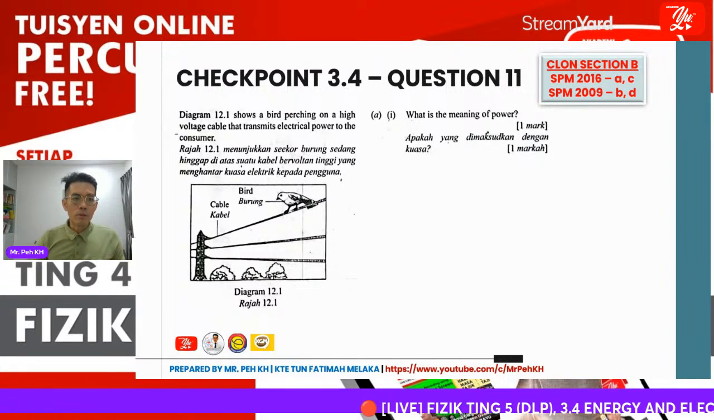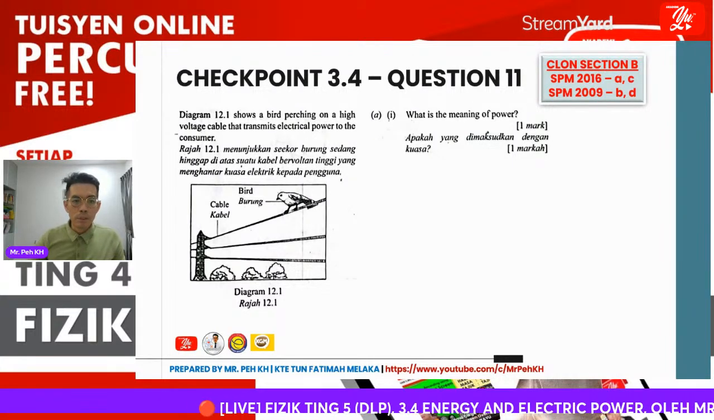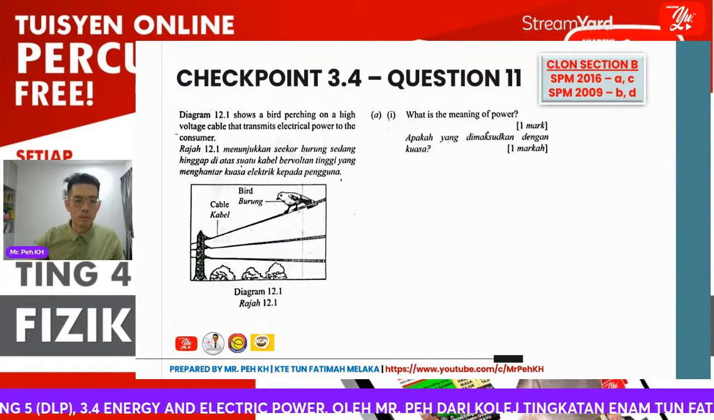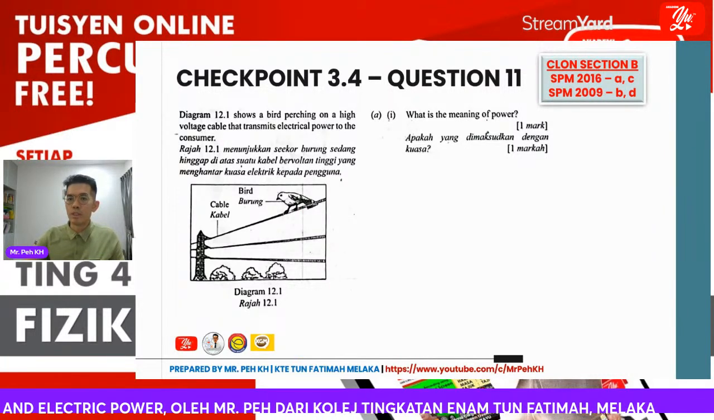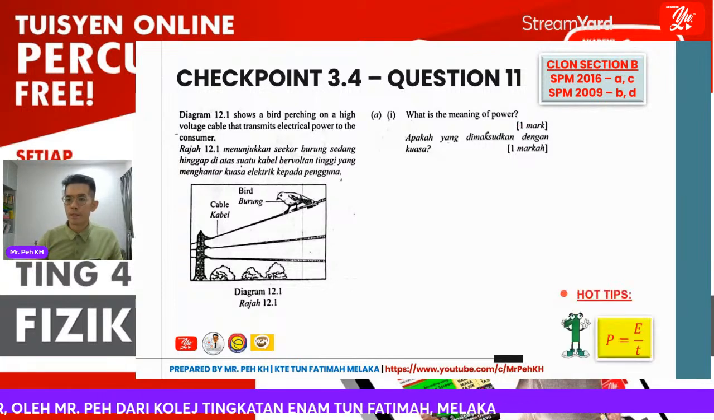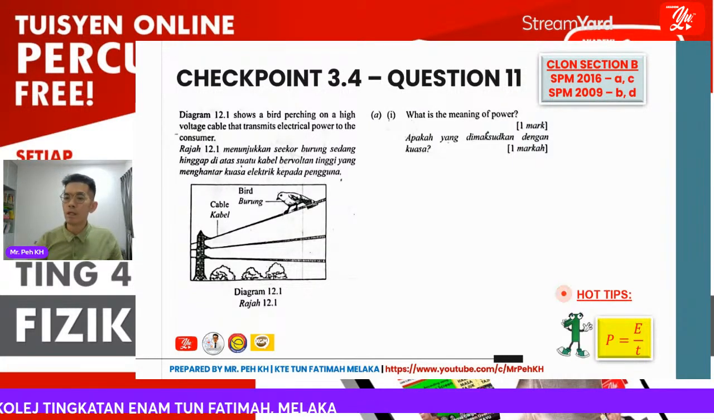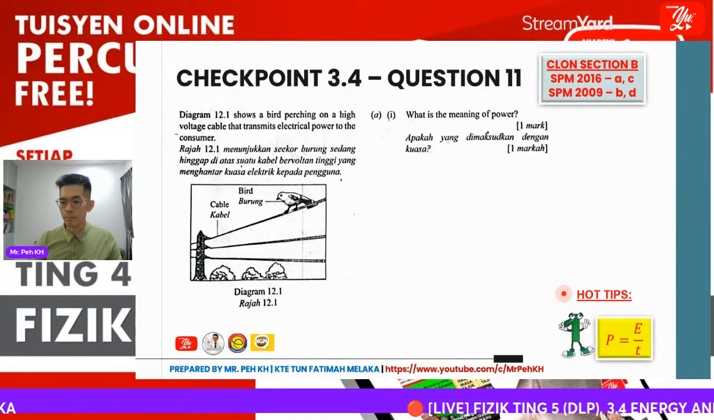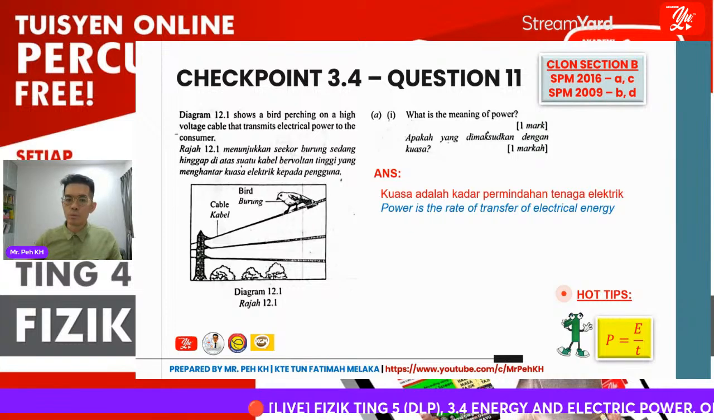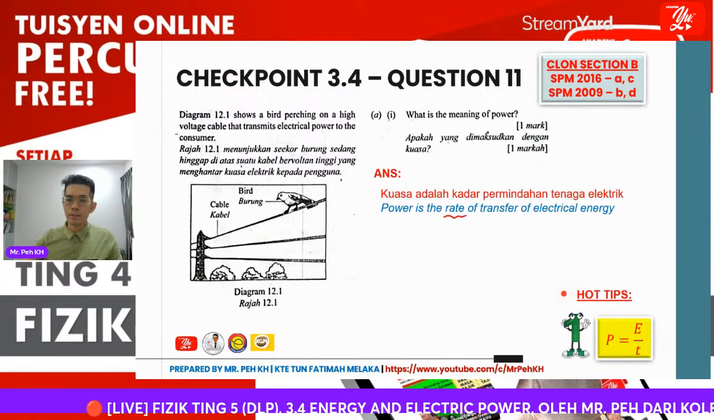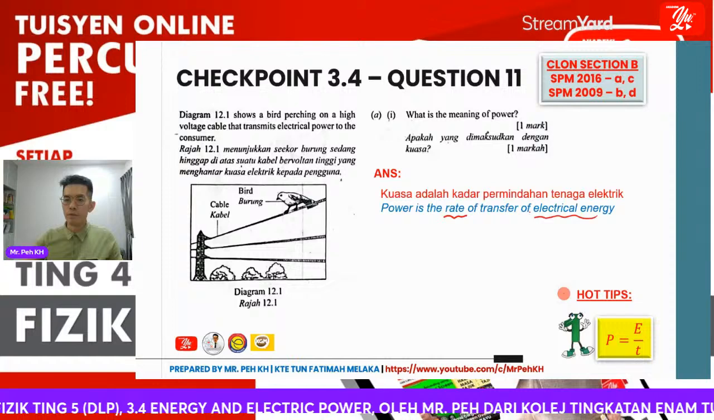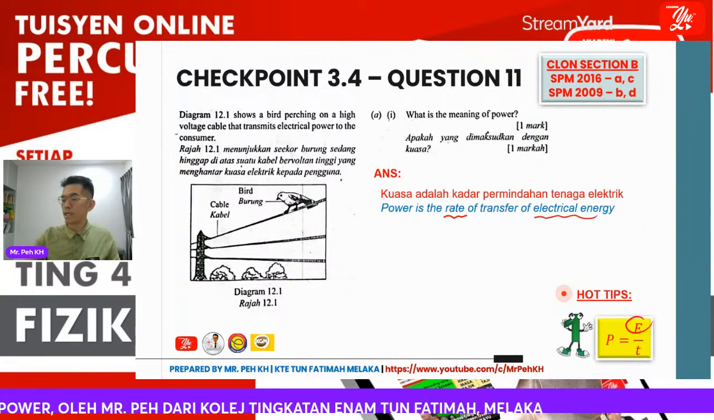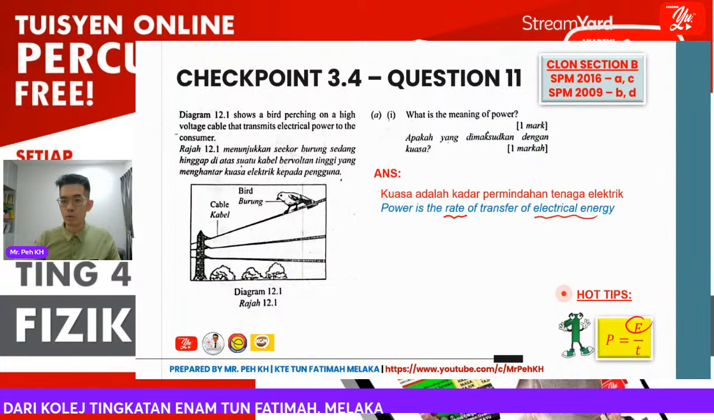Okay, so diagram 12.1 shows a bird perching on the high voltage cable that transmits electrical power to consumers. The first question asks you the definition of power. Again, just now I already told you, you can use the formula for the definition. So the E here will be energy, T will be time. The answer here will be the rate of transfer of electrical energy. It's very easy if you just convert the formula to the definition here.